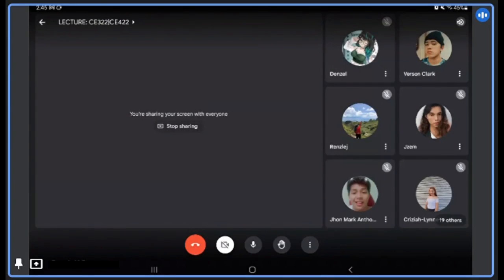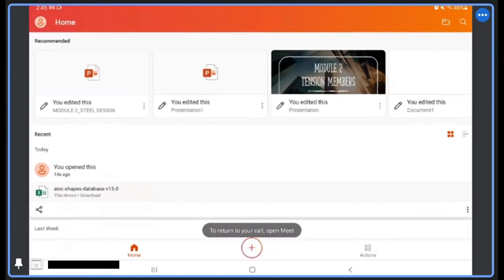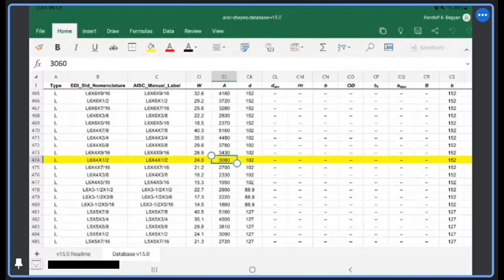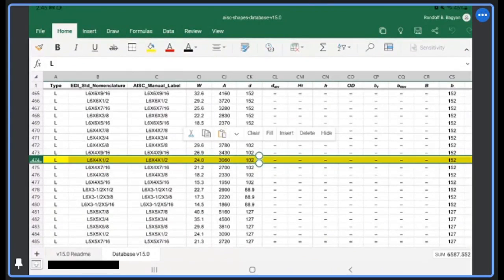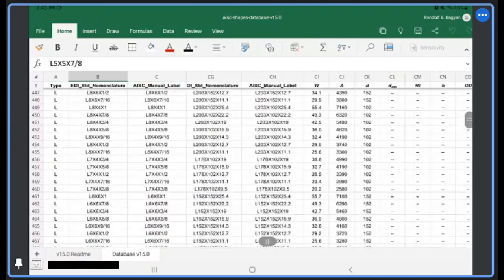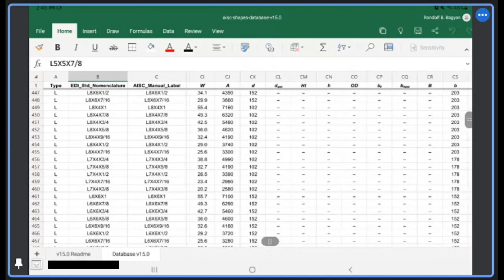19, 22, 22, 23, 24, 25 lang. Ayan. Okay. Dito mag-start yung SI.